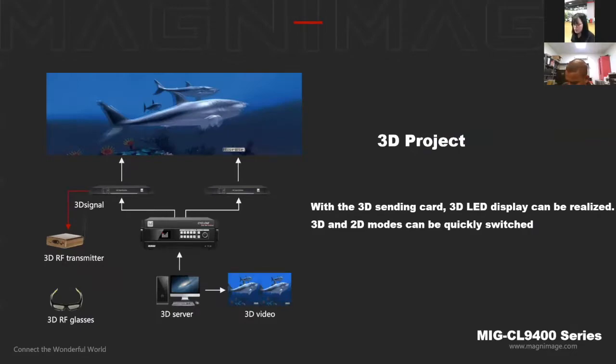Also, we support 3D projects. Use the 3D servers and 3D video, and connect to our Signal. Then with the 3D sending cards, connect to the LED screen. Then we can realize the 3D LED screen, and 3D and 2D modes can be switched quickly.